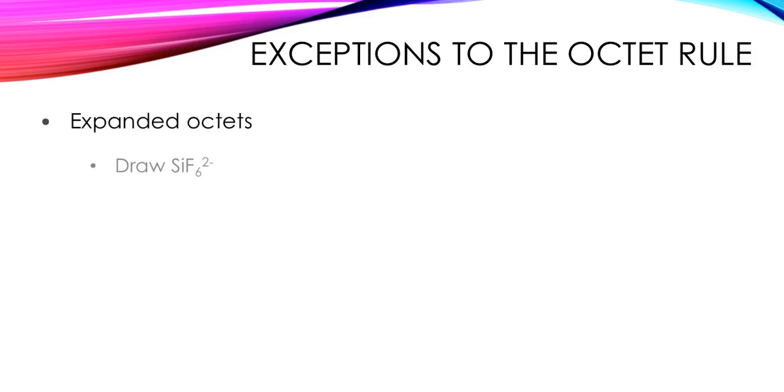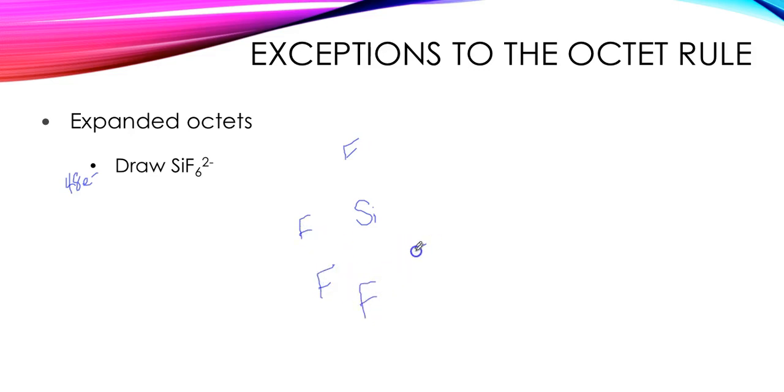So let's do an example of a polyatomic ion that has a central atom. If we look at SiF₆²⁻, if you count electrons, we end up with a total of 48 electrons. I'll write that down for you just so you can see it. All right. So we're going to put the silicon in the center because that makes sense. And we'll put the fluorines around it.